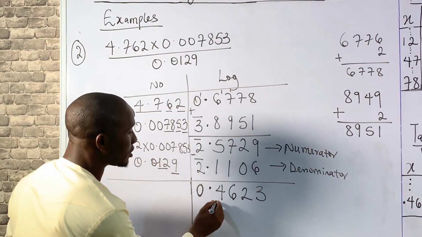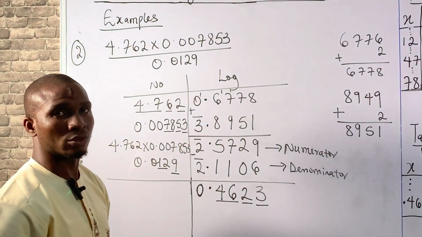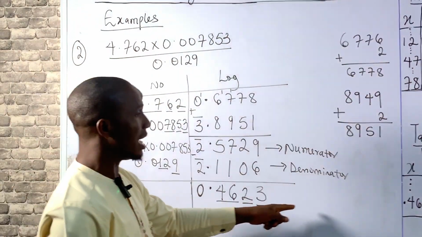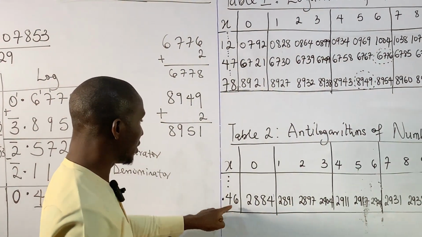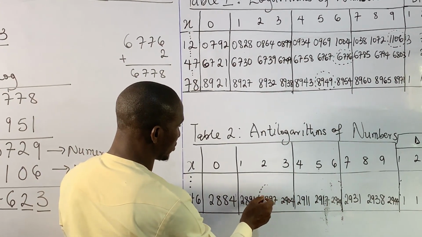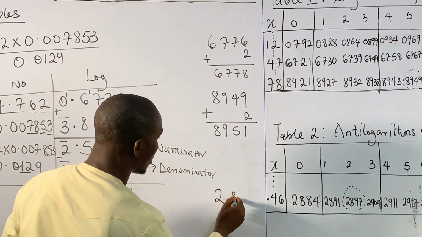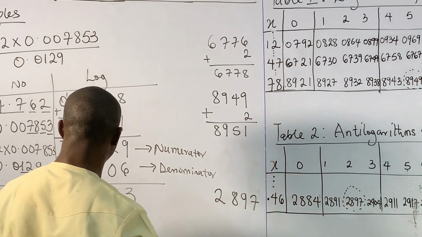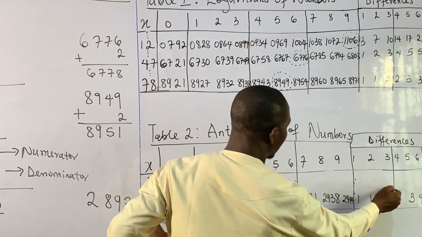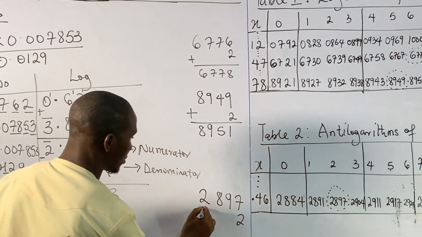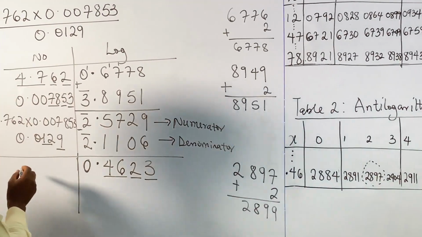Since this is the last operation, the next thing is to find the antilog of this. That is, we check 46 under 2 difference 3 in the antilogarithm tables. So let's go to the antilogarithm tables to check for this. So your table 2 is your antilogarithm tables. So we are checking for 46 under 2. That is 2897. Then difference 3. Difference 3 is 2. So we add 2 to this. That will give us 2899.